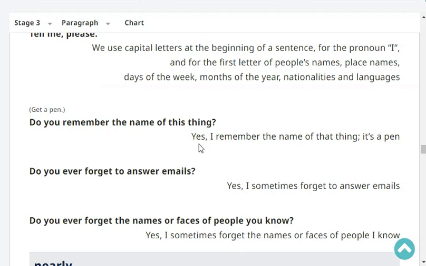Do you remember the name of this thing? Yes, I remember the name of that thing. It's a pen. Very good.